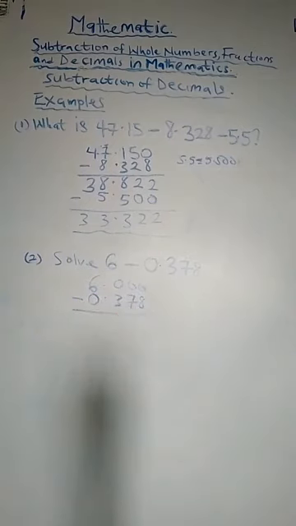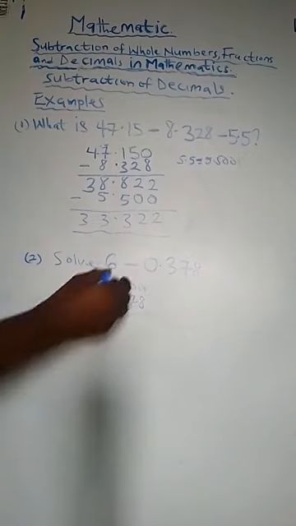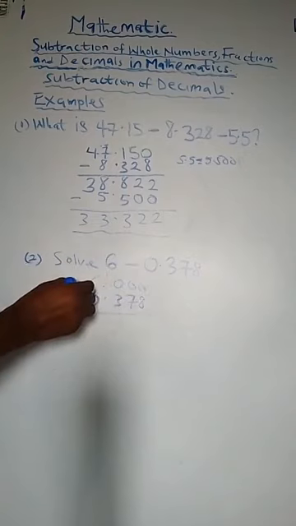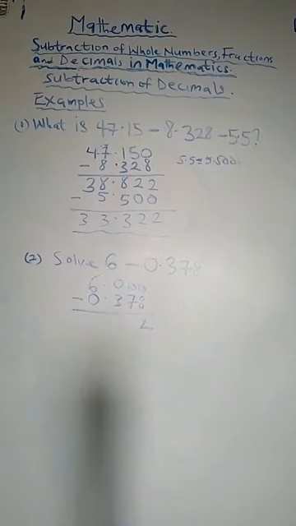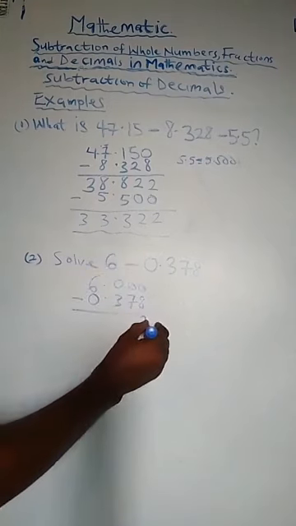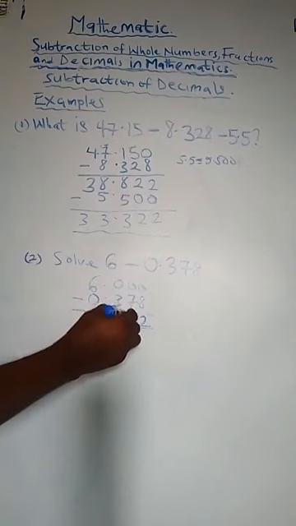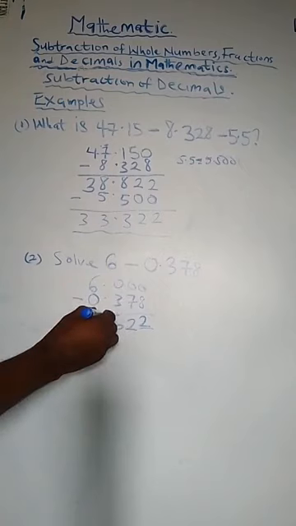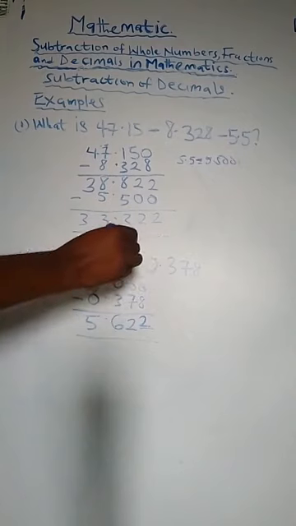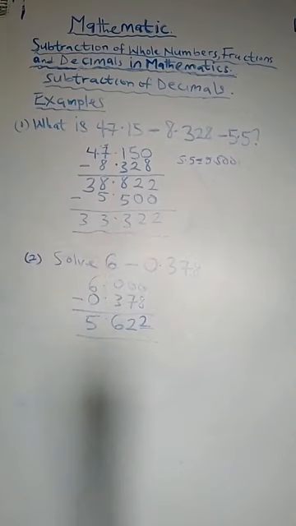Very important. So 0 minus 8 is not possible. This one is also 0, this one is also 0. What do you do? You borrow 1 from here to here. This is 10. You borrow another one from here, this will become 10 as well. And another one from here, this will become 10. So this is 10 minus 8. You have 2, right? Here you have 9. 9 minus 7, 2. Here you also have 9. 9 minus 3, 6, point. What do you have left here? 5. So if you subtract 0.378 from 6, what you are going to have is 5.622 as your answer.